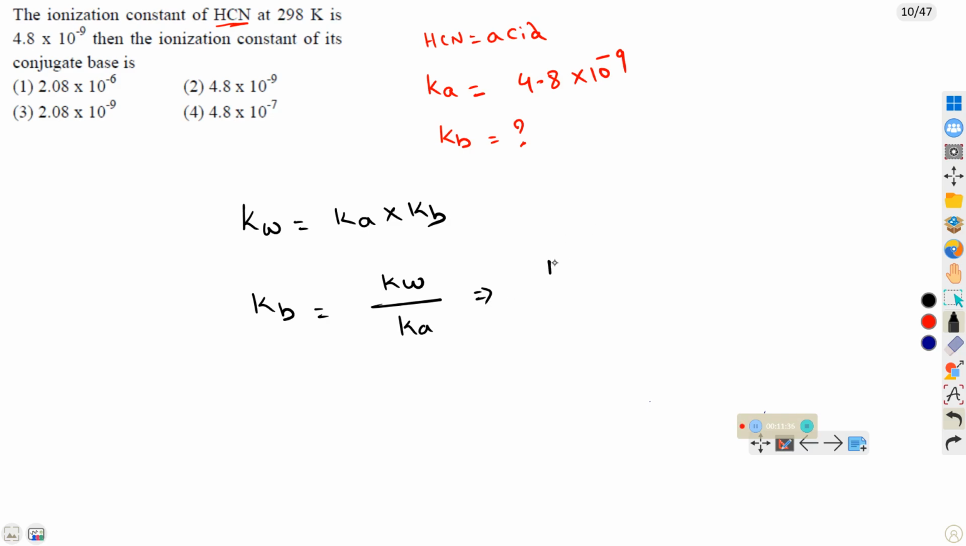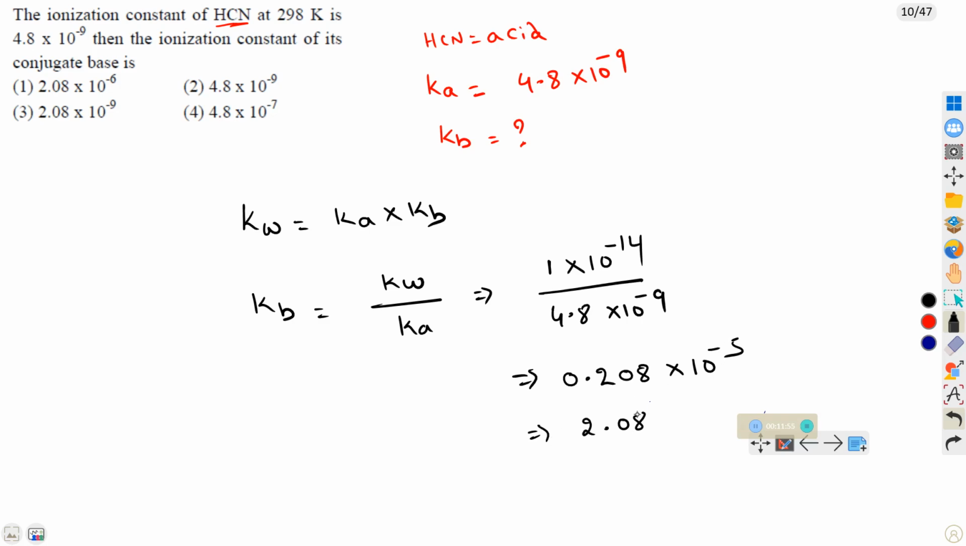Kw, the ionic product of water, has the value 1 into 10 power minus 14, divided by 4.8 into 10 power minus 9. Simplify. 0.208 into 10 power minus 5, or it can be written as 2.08 into 10 power minus 6. First option correct.